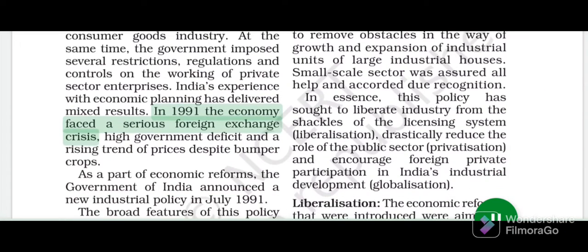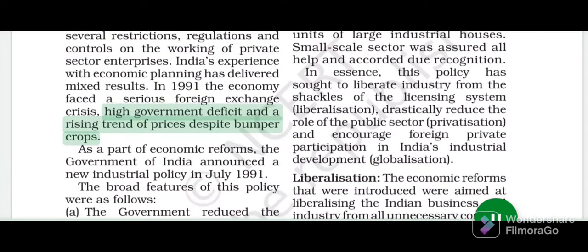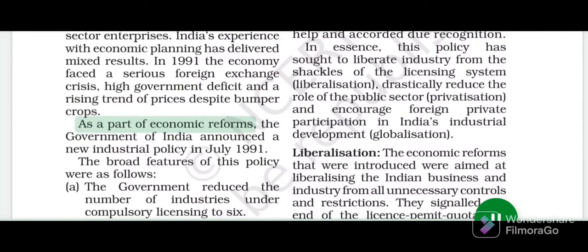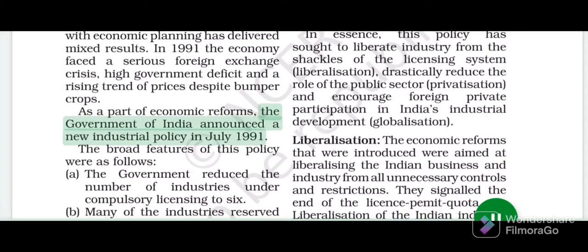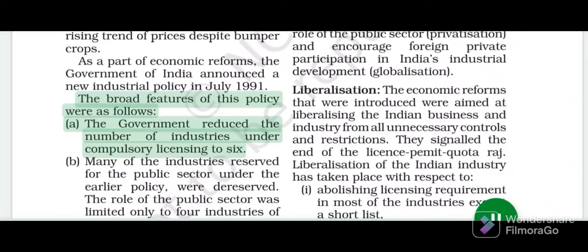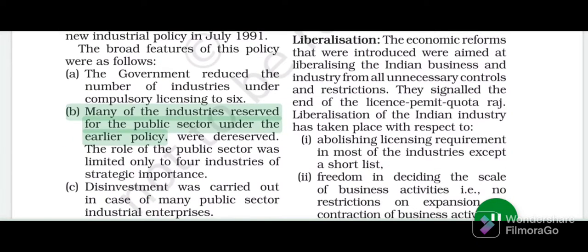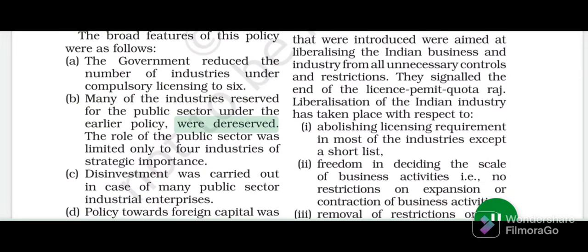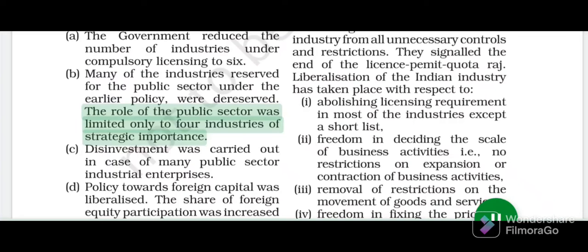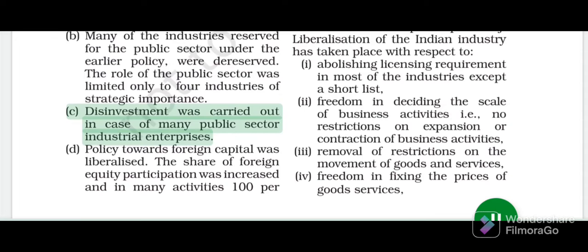In 1991, the economy faced a serious foreign exchange crisis, high government deficit and a rising trend of prices despite bumper crops. As a part of economic reforms, the Government of India announced a new industrial policy in July 1991. The broad features of this policy were as follows. a. The government reduced the number of industries under compulsory licensing to 6. b. Many of the industries reserved for the public sector under the earlier policy were deserved. The role of the public sector was limited only to 4 industries of strategic importance. c. Disinvestment was carried out in case of many public sector industrial enterprises.